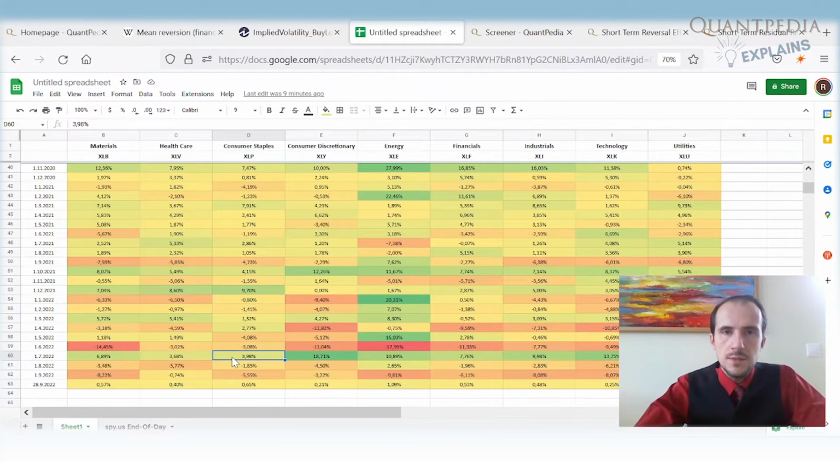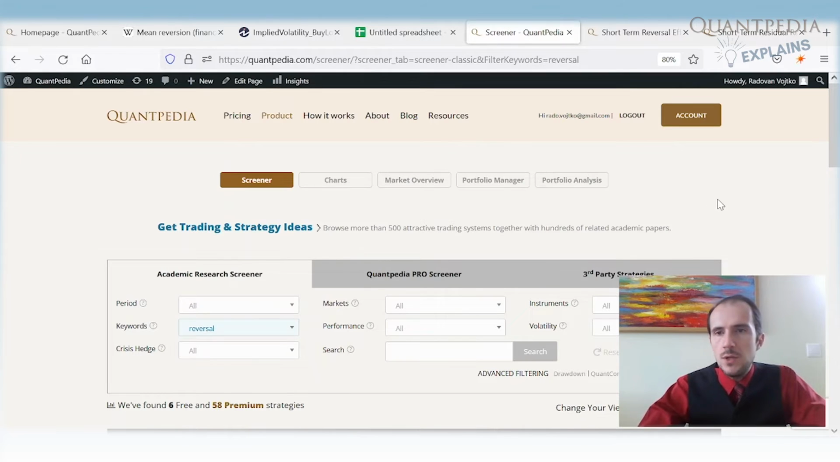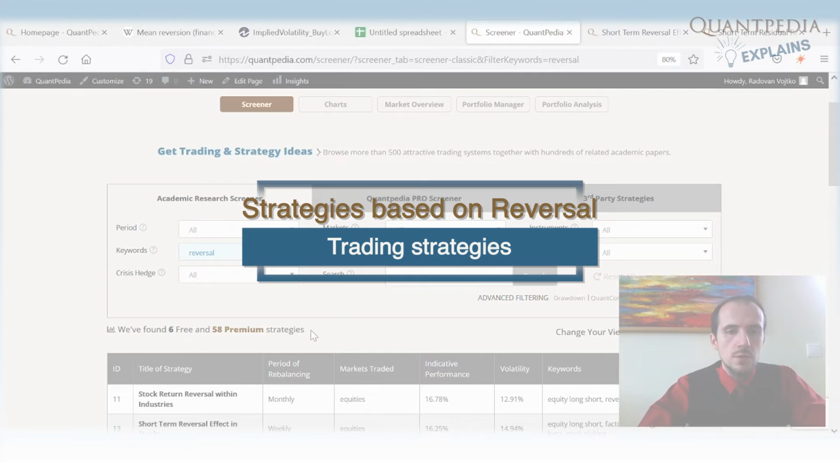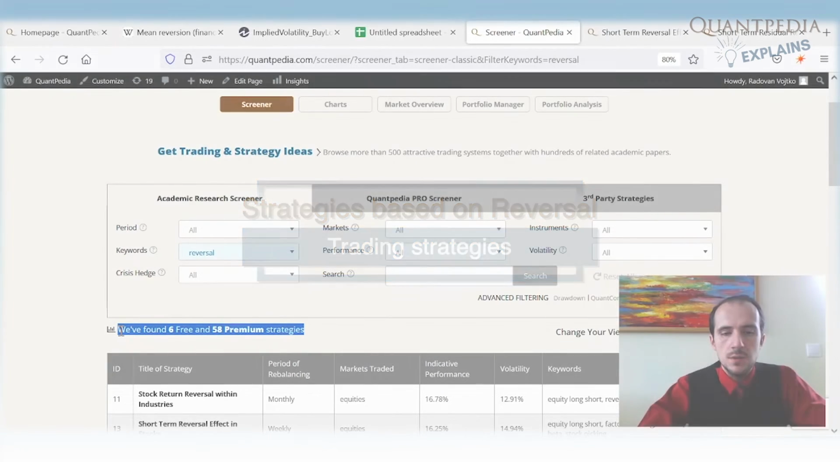So what it means is that instead of buying one asset or trying to guess whether the asset will revert to its average, we have a portfolio of multiple assets and we are buying the assets that underperformed over a short period and selling the assets that overperformed over the short period. That's the cross-sectional mean reversion. Now, reversal strategies are quite popular. They are not as popular as momentum strategies, but we have over 60 of them in our database. They make up around 8% of our database, so that's an interesting number.